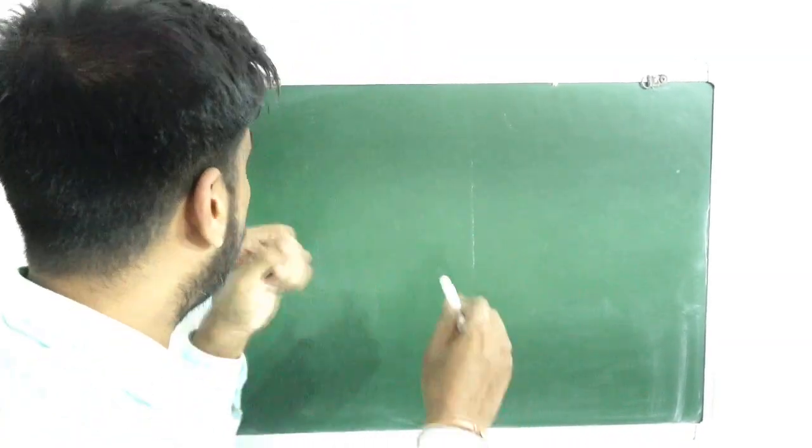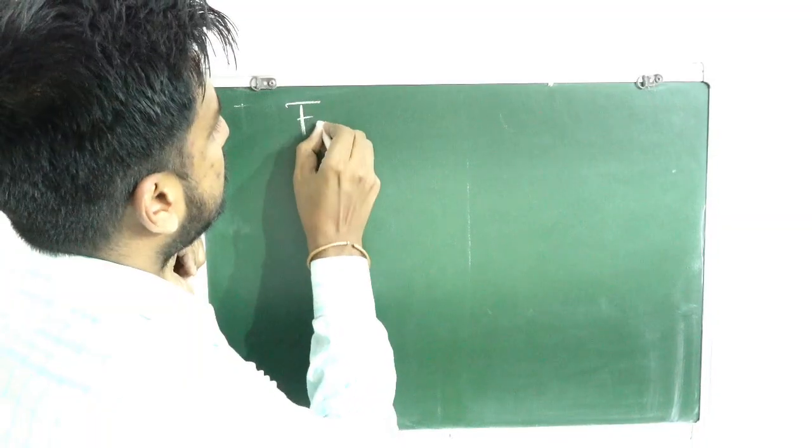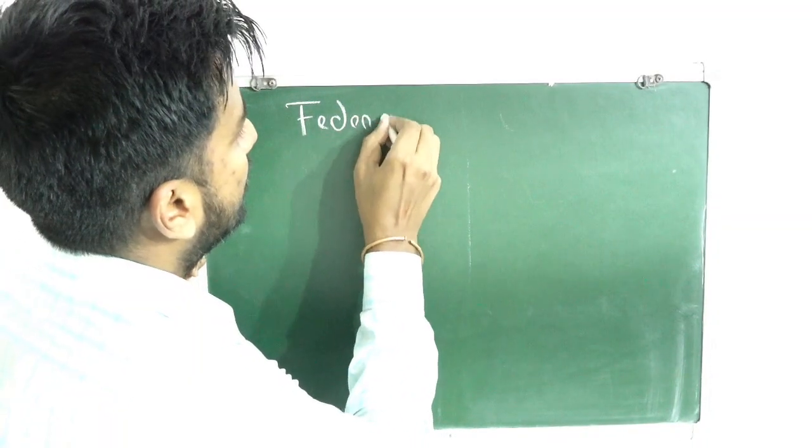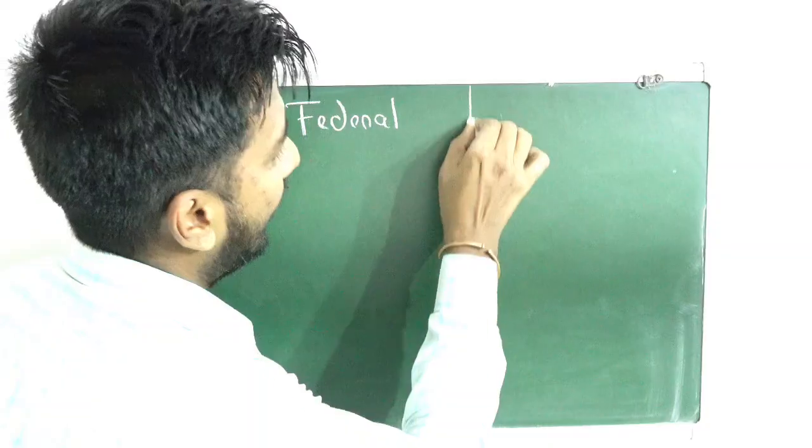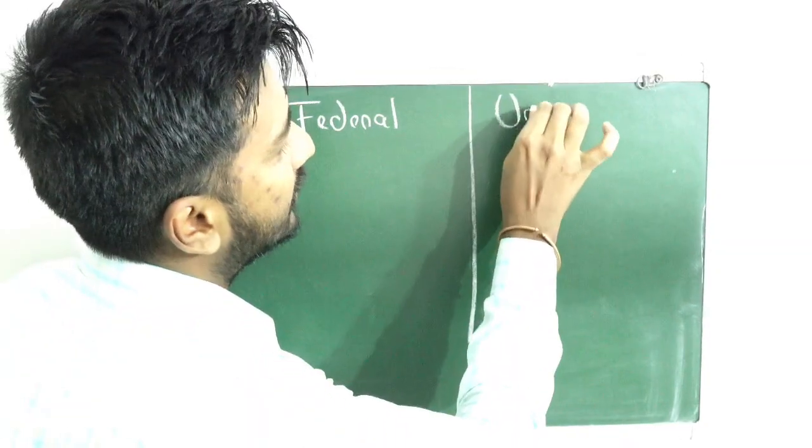Now, in this class, I will present to you the federal system of government and the unitary system of government. And later on, I will discuss what the Indian Constitution is. Is it a federal system or a unitary system? So let's write federal and unitary.